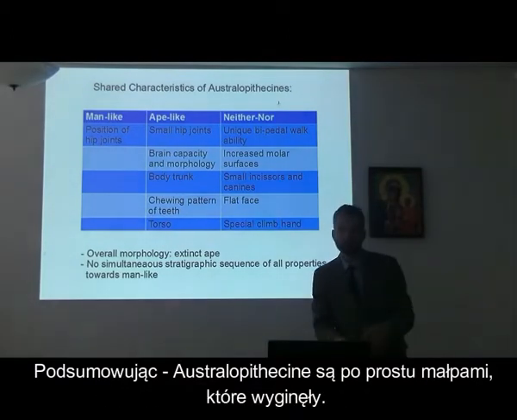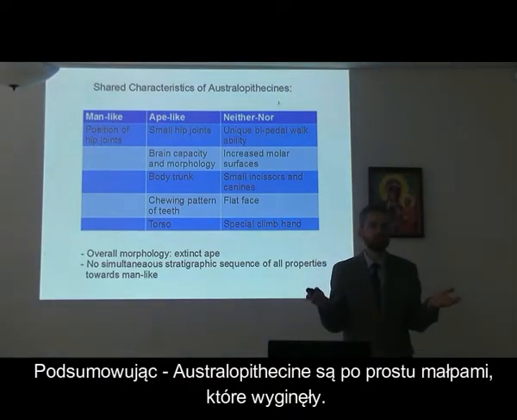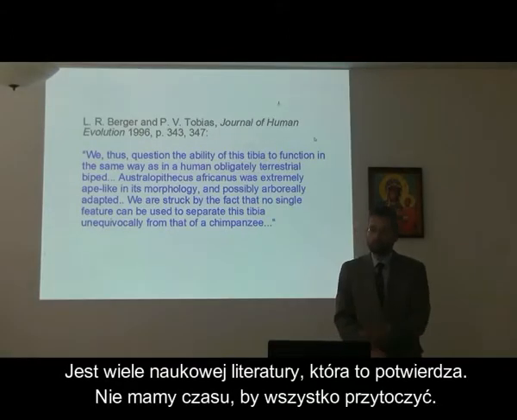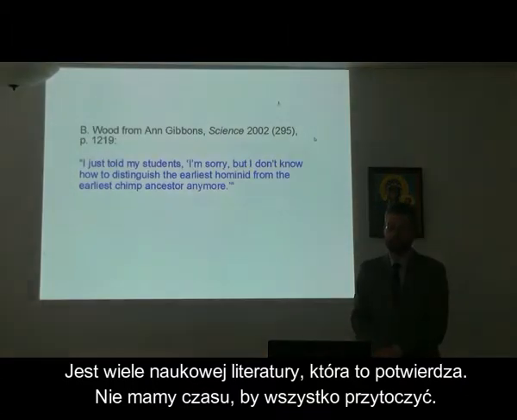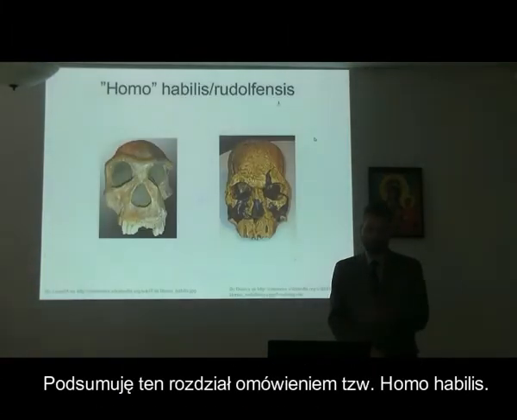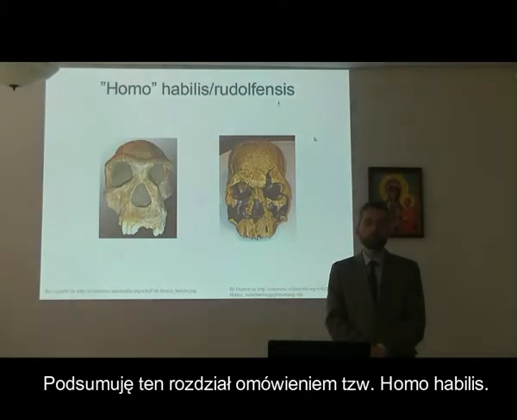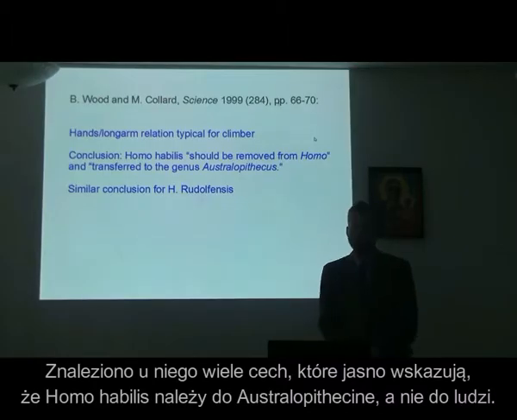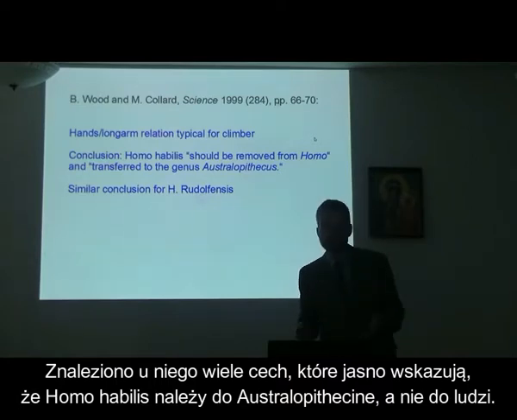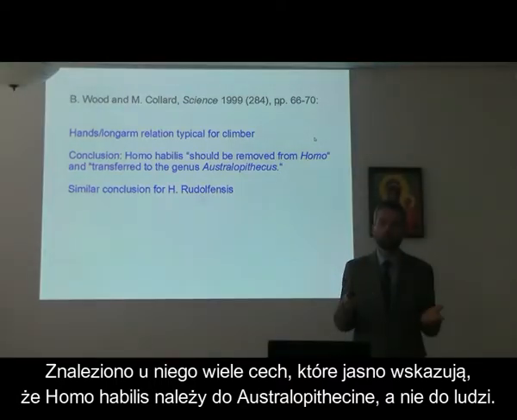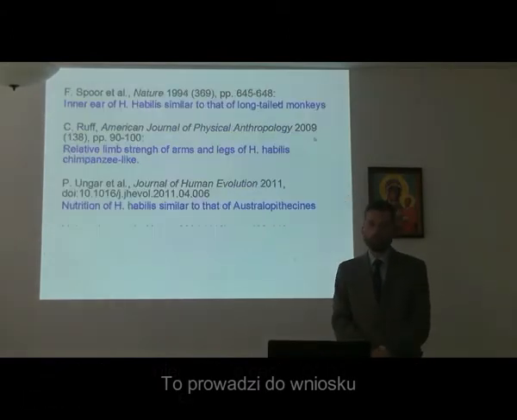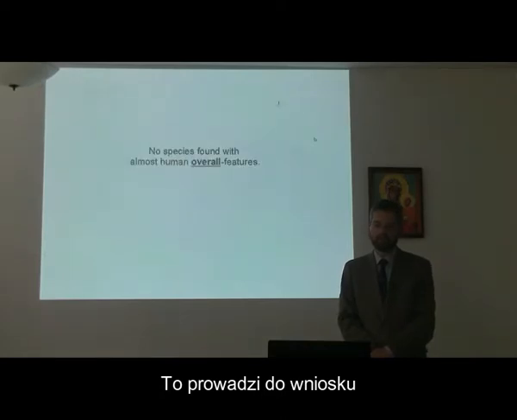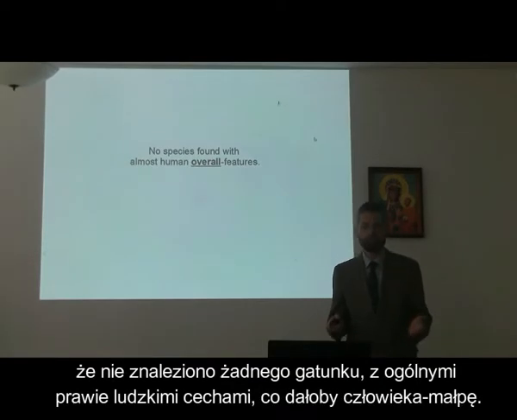So overall, Australopithecines are just extinct apes. And there is much in the scientific literature which confirms this. I do not have the time to read everything to you. I conclude this chapter with Homo habilis, the so-called Homo habilis. And here one has found many characteristics which make it clear that Homo habilis belongs to the Australopithecines and not to Homo. So this leaves us with the conclusion that no species has been found with almost human overall features.